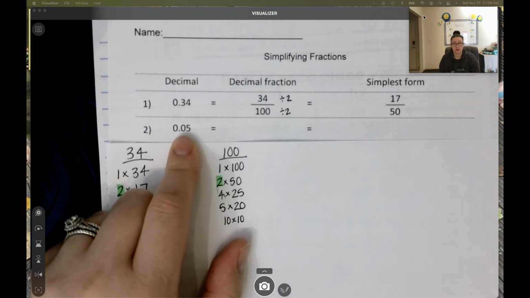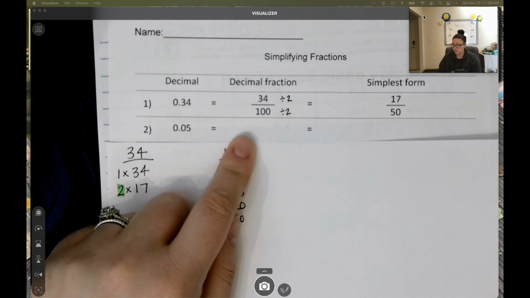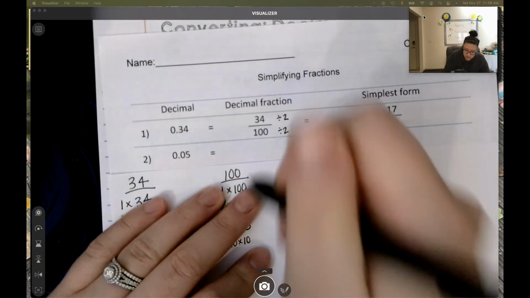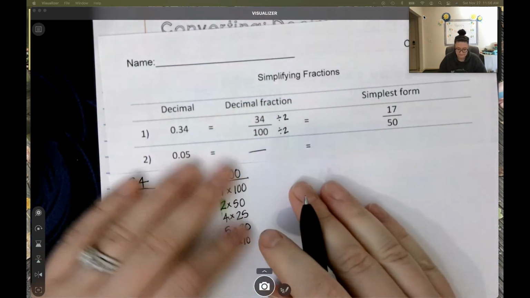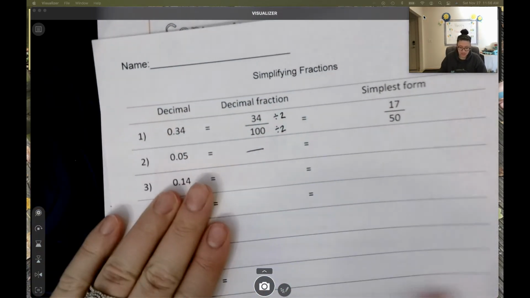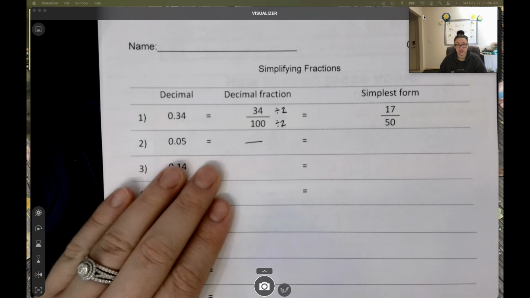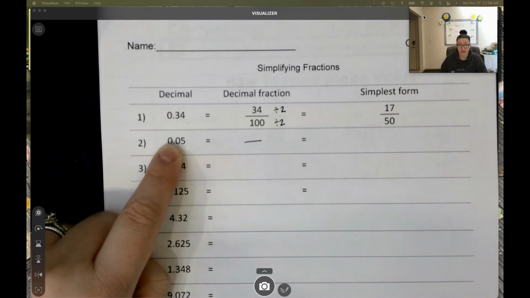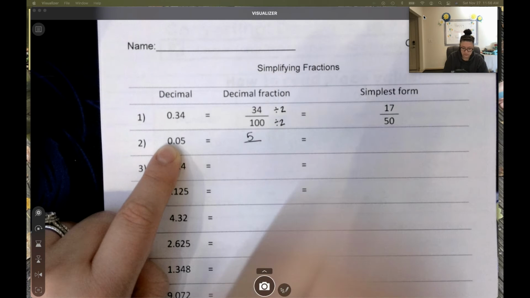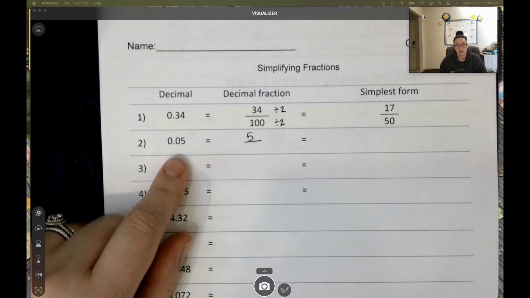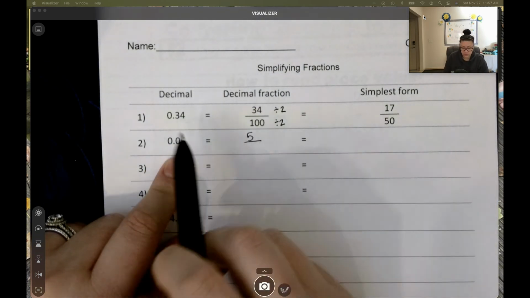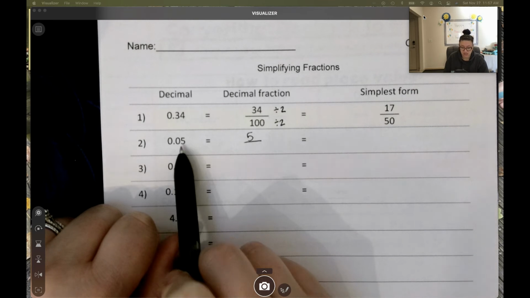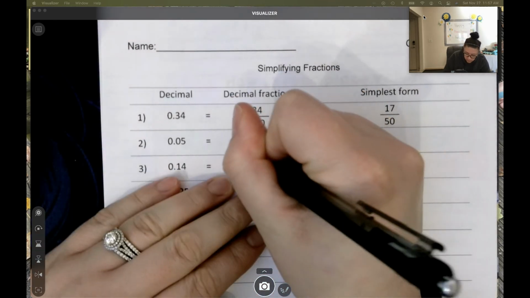Now we have 0.05. First, what we just did in the last set of notes, we need to turn it into a fraction. How would I turn 0.05 into a fraction? First, I read it without the decimal. I just have 5. And what's my denominator going to be? Look at place value: tenths, hundredths. So this would be 5 over 100.